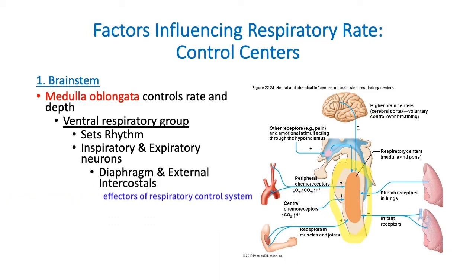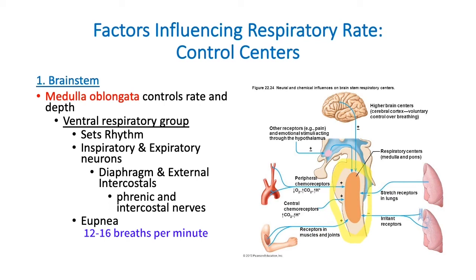The muscles involved are the diaphragm and the external intercostals. The phrenic nerves innervate the diaphragm, and the intercostal nerves innervate the external intercostals. During inspiration, these nerves are firing and the muscles are contracting. During expiration, they are not firing and the muscles relax. Eupnea is normal respiration, and that consists of having between 12 to 16 breaths per minute. When you have an elevated respiratory rate, that is called hyperpnea.